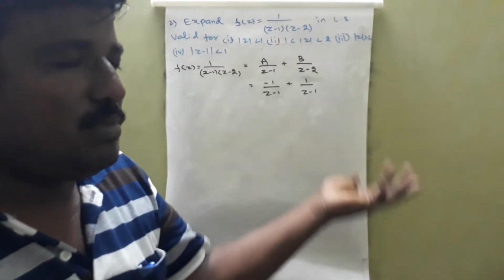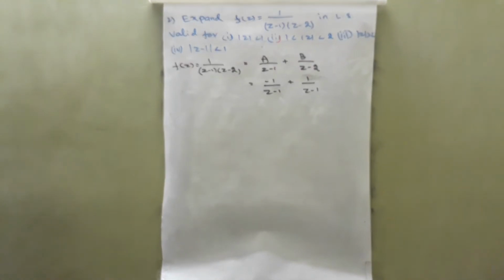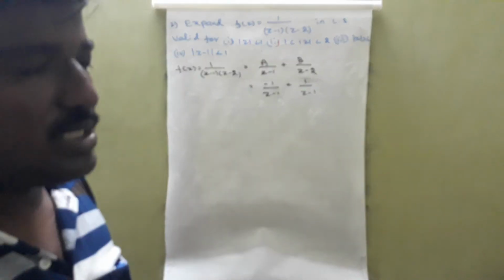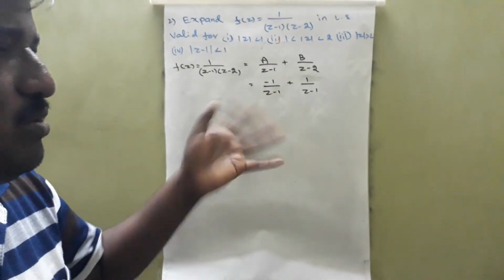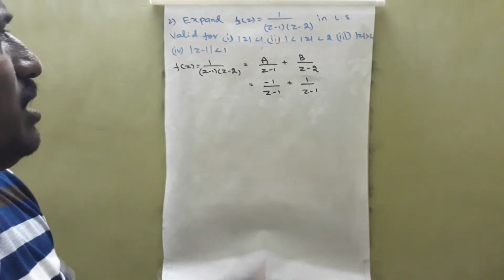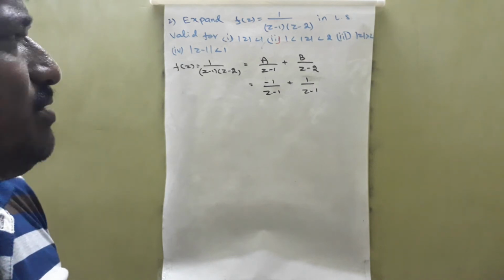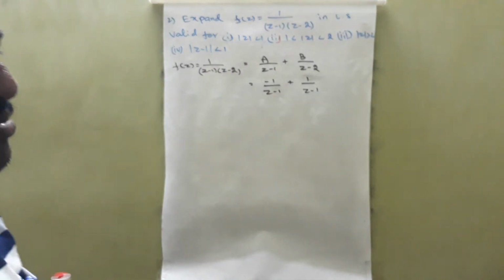Otherwise, in the previous problem, you know the partial fraction. How do you apply the partial fraction? How do you find the unknowns a and b? You can apply the same procedure. Finally you will get a value is minus 1, b value is 1. Otherwise directly observe, directly write it. That is not a problem. They won't reduce the marks.